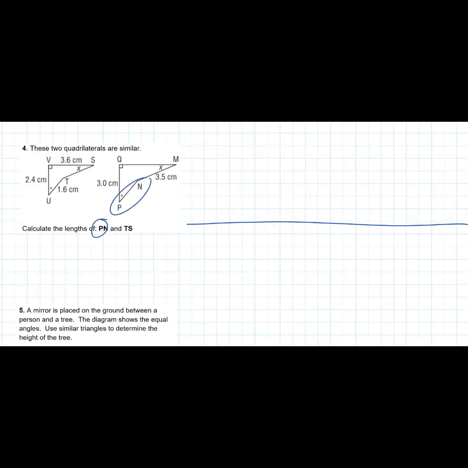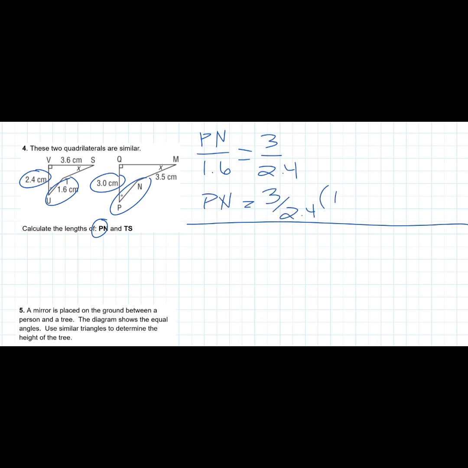To solve these, I'll set up some proportions. PN and its corresponding side UT, which is 1.6, is equal to QP, which is 3, and VU, which is 2.4. By dividing and then multiplying, I can solve this, and I find that PN is equal to 2 centimeters.